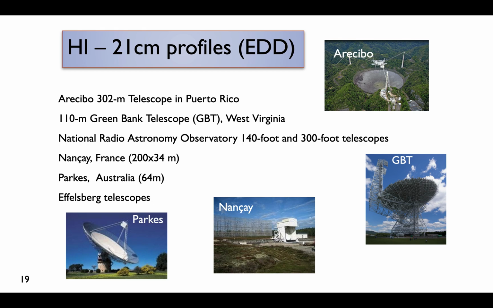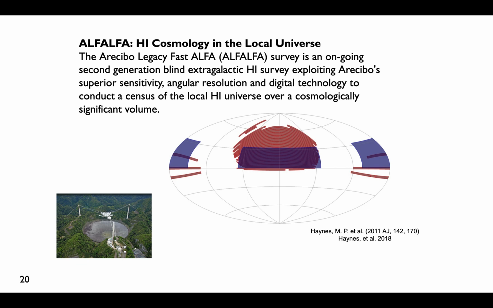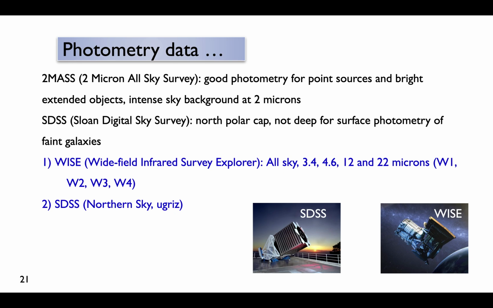Our H1 21 centimeter profiles come from different radio telescopes: Parkes, Nancay, GBT, Green Bank, and Arecibo. And the main contribution comes from Arecibo, who recently, a couple of years ago, published their full sample of their survey. I am showing their survey here in blue, and the footprint of the SDSS survey is in red. They designed their survey to have the maximum overlap with the SDSS imaging area. Therefore, wherever we have H1 data, we can use SDSS images to do photometry. So the main contribution for cosmic flows for H1 data comes from the ALFALFA survey, and the photometry data comes from SDSS and WISE.